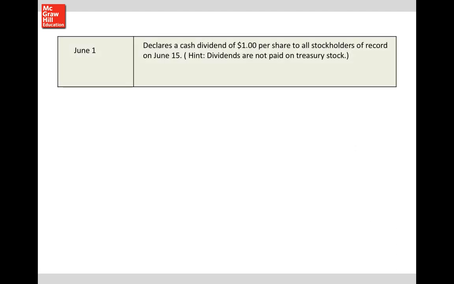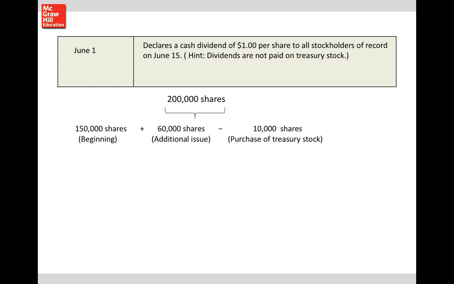On June 1st, the company declares a cash dividend of $1 per share to all stockholders of record on June 15th. As a hint, dividends are not paid on Treasury stock. So, we had 150,000 shares in the beginning, plus an additional 60,000 shares that were issued on March 1st, minus the 10,000 shares that were purchased for Treasury stock on May 10th. This brings us to 200,000 shares. We're going to multiply that times $1 per share to get a cash dividend of $200,000.